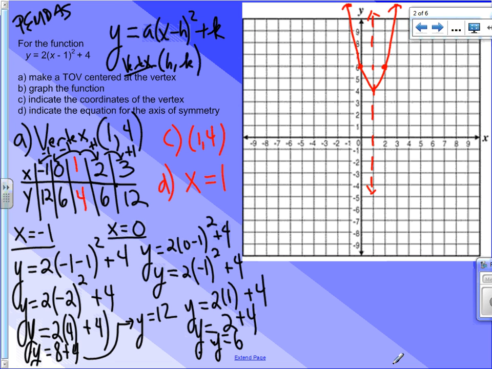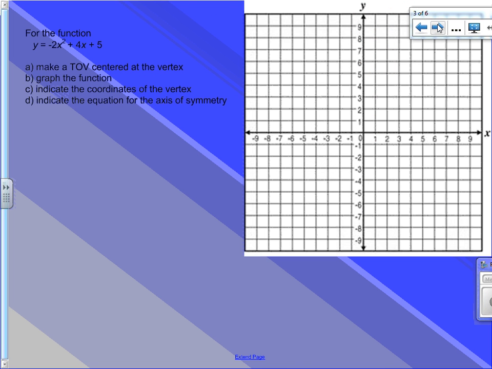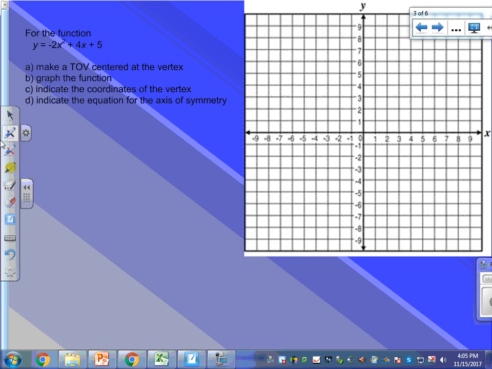Okay, that's it. That takes care of our first example. Let's move on to our next example, and let's say that you were asked to graph something like this. Notice that the steps are the same. Make a table of values centered at the vertex, graph the function, give the coordinates of the vertex, indicate the equation for the axis of symmetry.